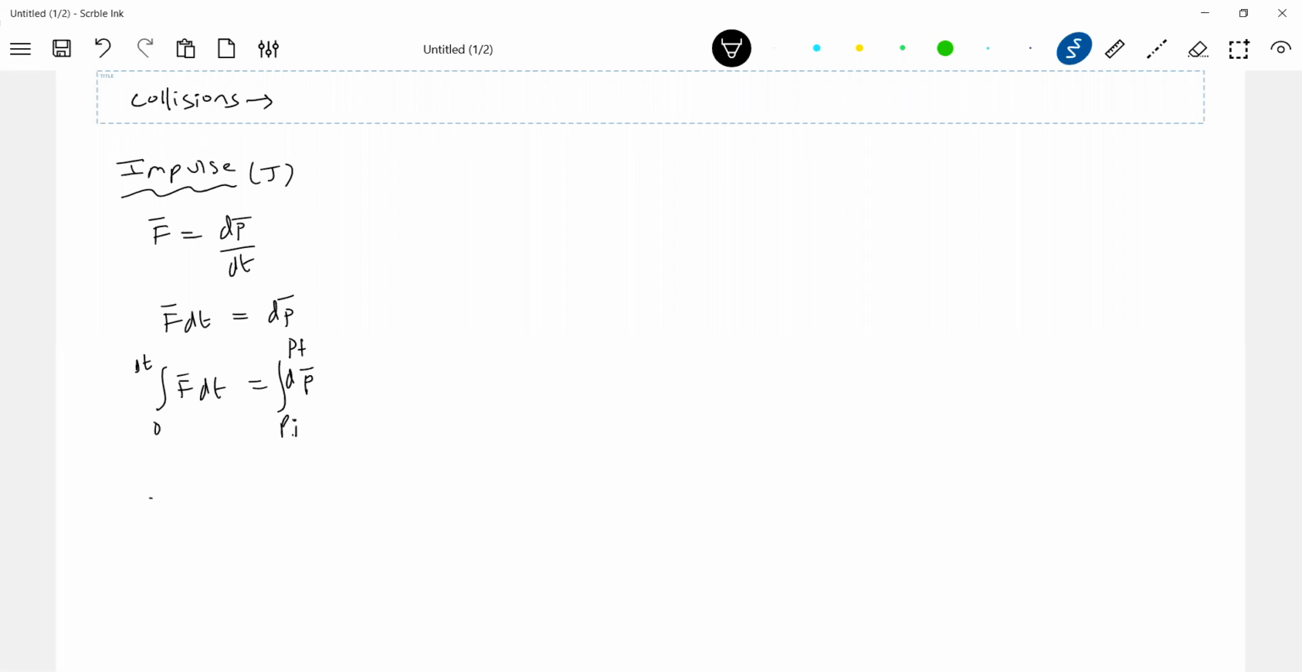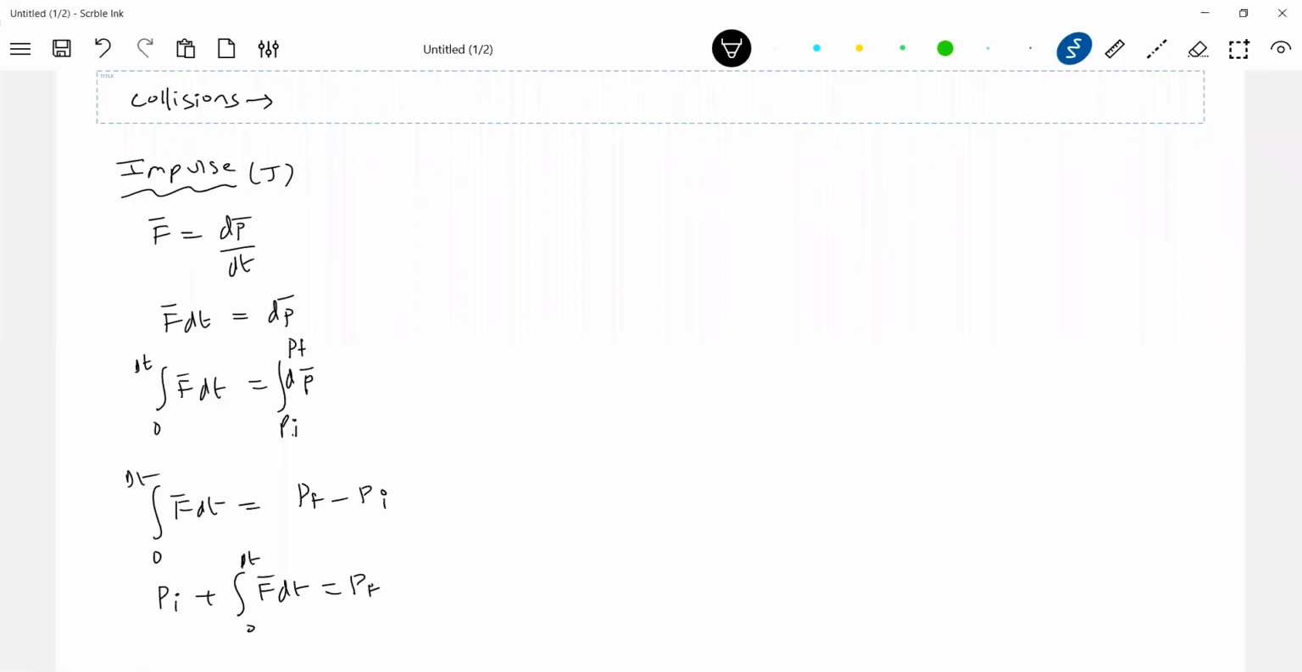So therefore this will become J, or time being, let it be as it is. The integral of F bar dt from 0 to delta t will be pf minus pi. So what is impulse? An impulse is equal to change in momentum. So pi plus the integral of F bar dt from 0 to delta t is equal to pf.